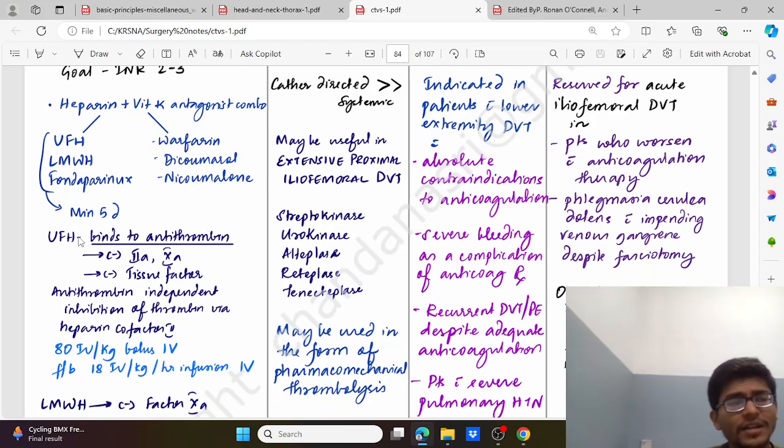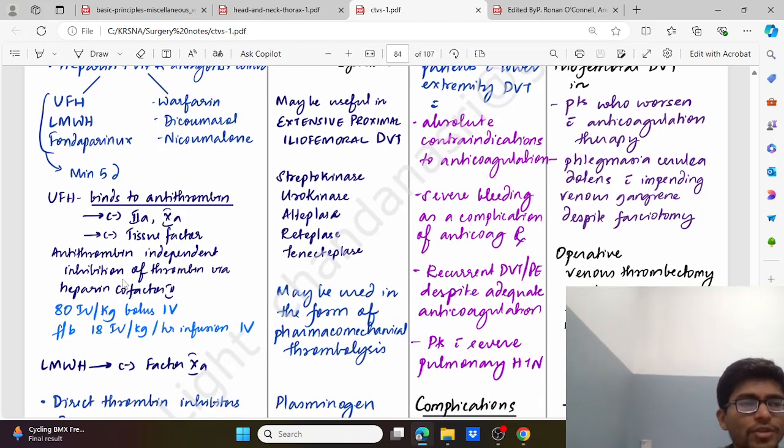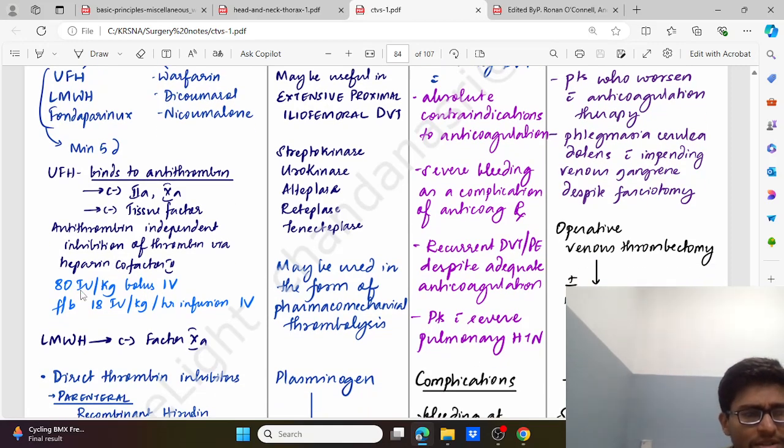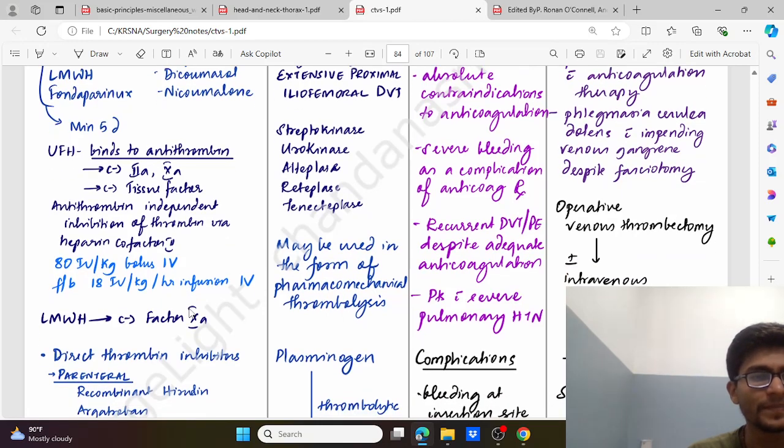So how does unfractionated heparin work? It binds to antithrombin and inhibits factor 2A and 10A. Along with that, it also inhibits tissue factor. Antithrombin is independent of inhibition of thrombin via heparin cofactor 2. So how is the dose? That is 80 international unit per kg bolus, followed by 18 international unit per kg per hour in infusion.